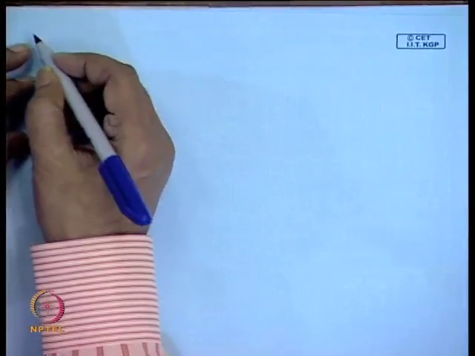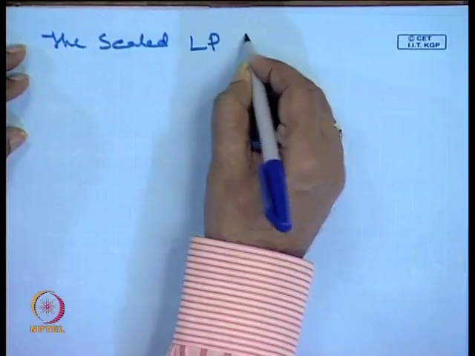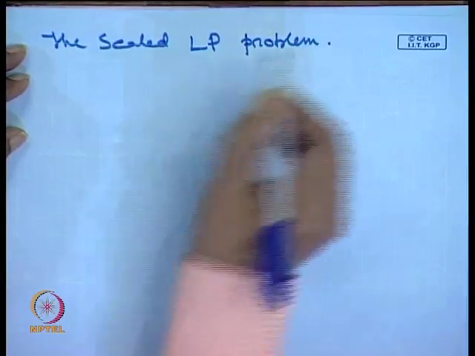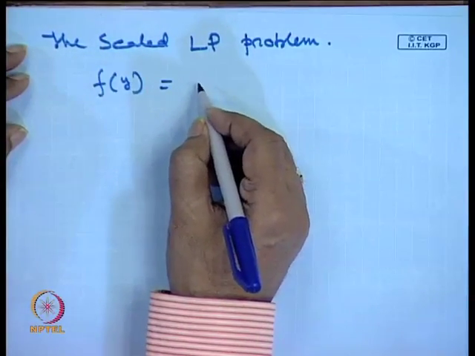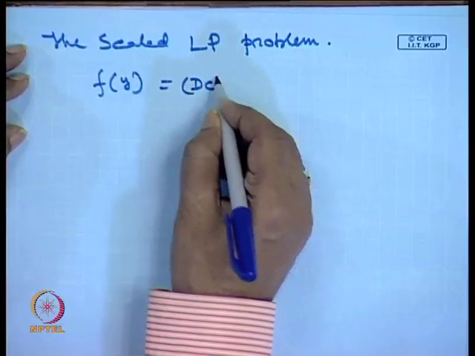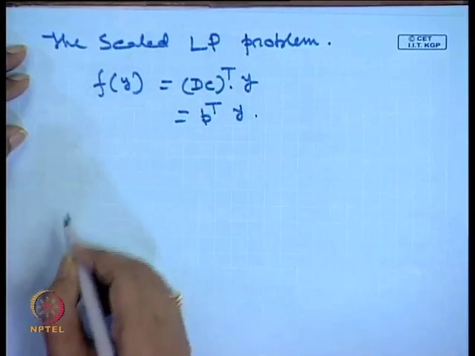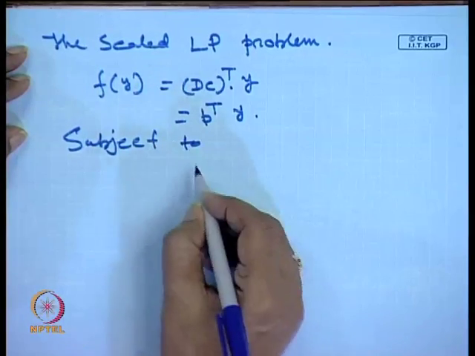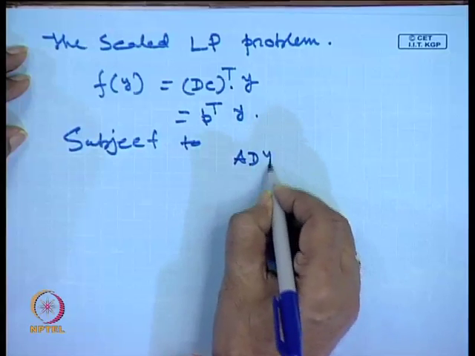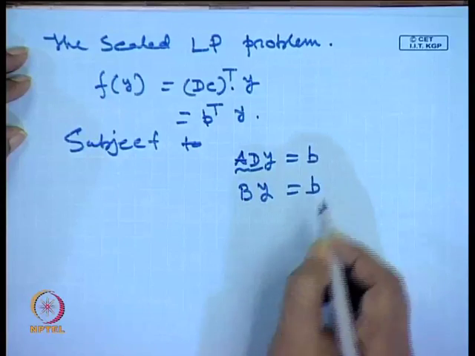Now see the scaled problem, the scaled LP problem. What is this scaled LP problem? F of y is equal to, as we have done, (DC) transpose into y, where DC is P, so P transpose y, subject to A into D y equal to b. I consider B into y equal to small b.